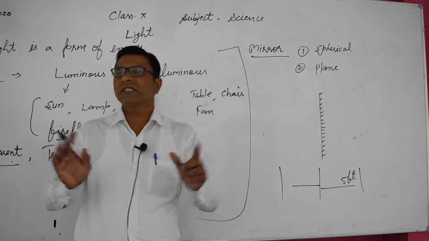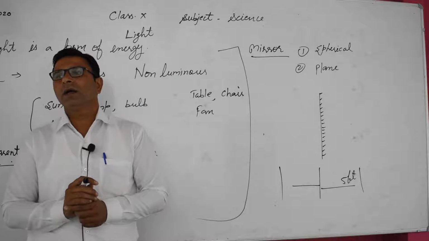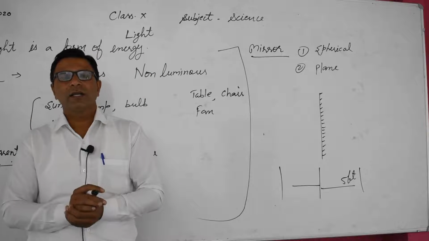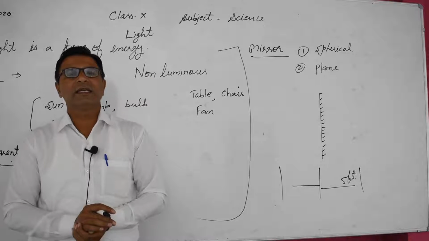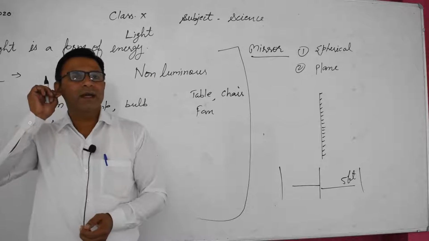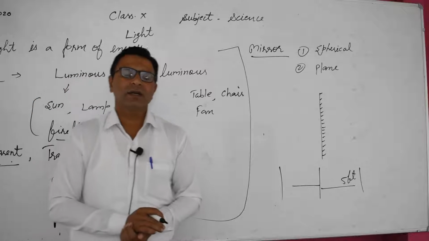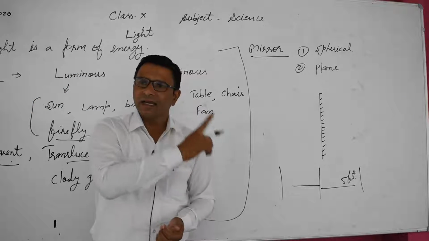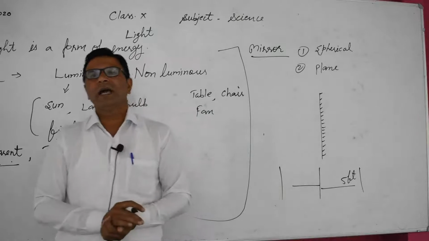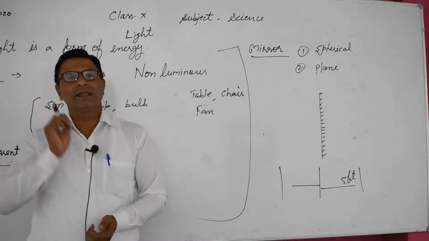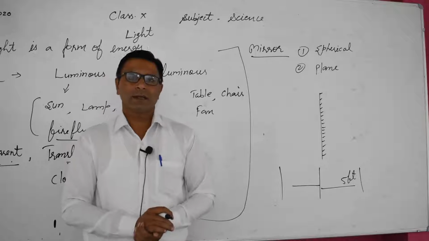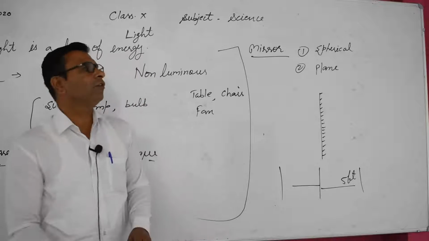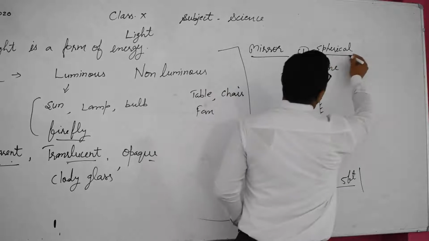And like you see your image in the mirror, your left part will appear on the right in the mirror. It means your right part appears left, your left part appears right in the mirror. So it is called lateral inversion. Understood, students? Okay, and now we move to the spherical mirror.